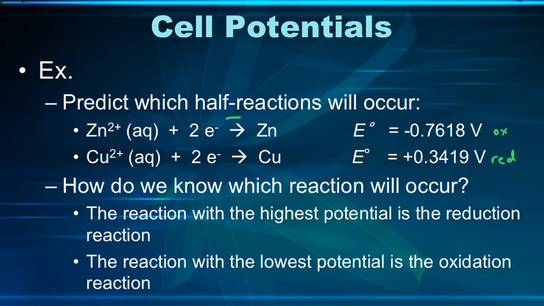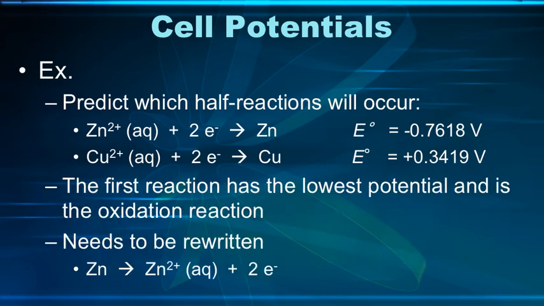In which case this arrow would get flipped, because in order for it to oxidize, it's going from 0 to +2. It's going backwards. So in order for you to figure out which one is correct, the highest potential is going to be the reduction. Since the second one is reduction and the first one will turn around and be oxidation, we're going to rewrite the first one backwards as the zinc +2 ion and 2 electrons.